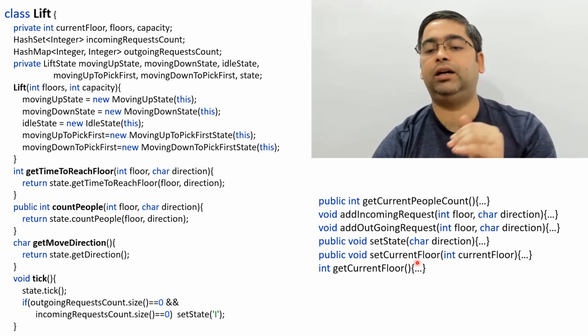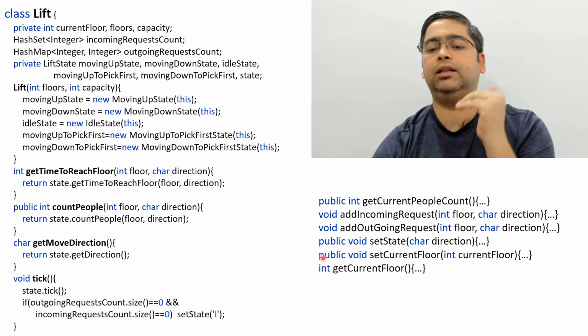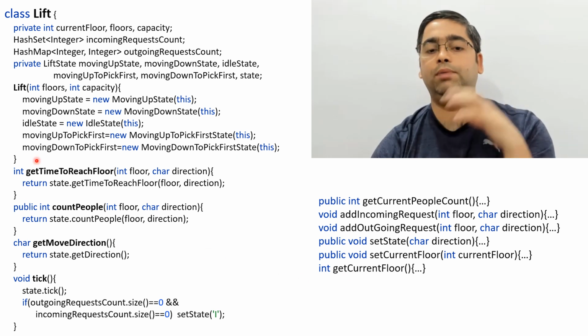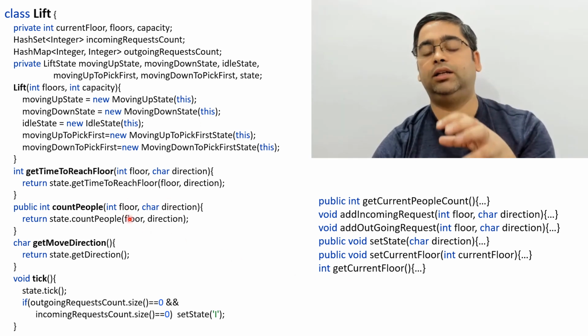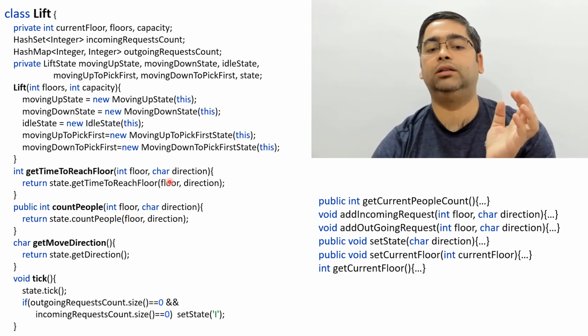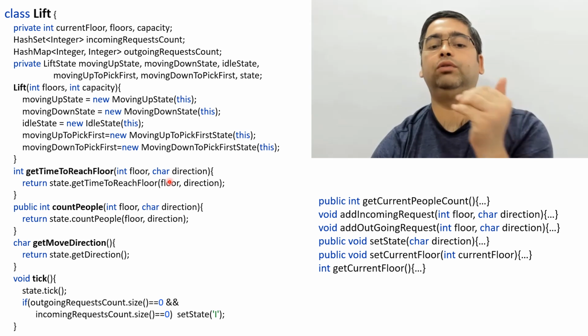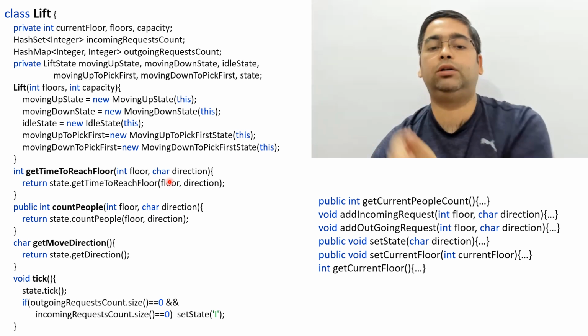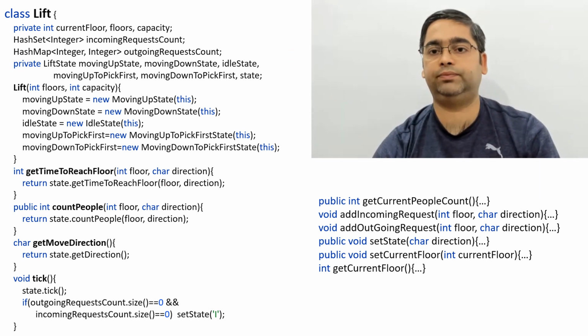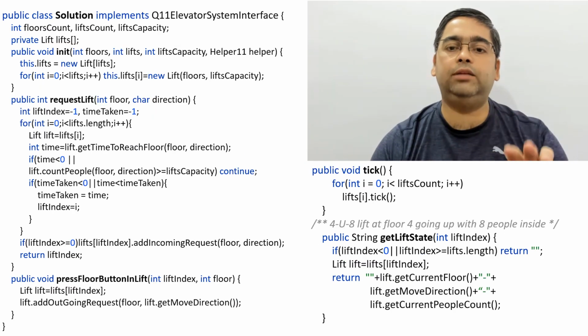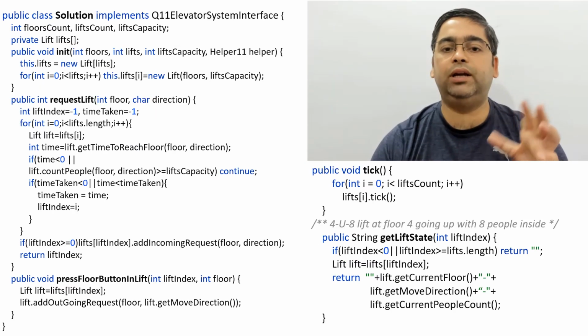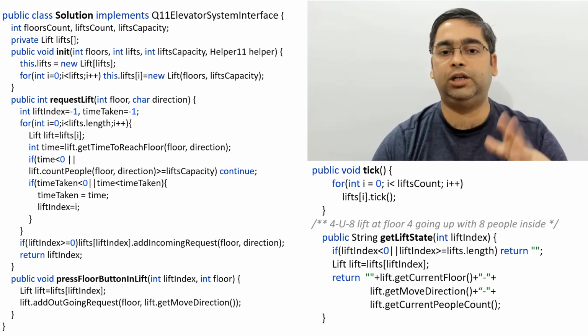There are other simple methods, and their implementation is done. But the important methods are implemented through the state methods. A lift management system is nothing but simply a collection of different lifts, or multiple lifts.